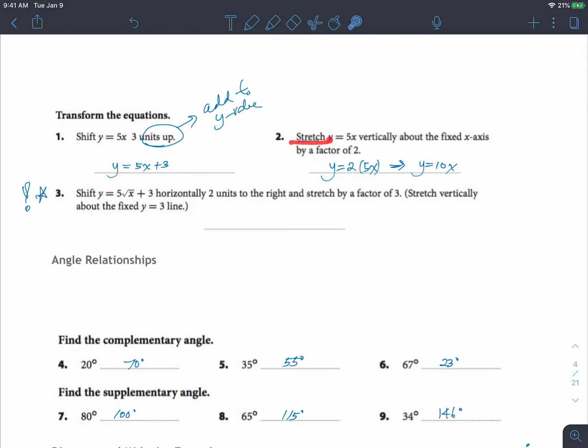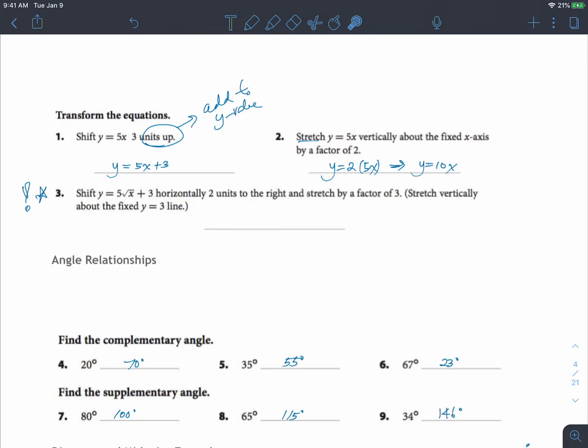And in this particular case, we're stretching, right? Stretching is doubling, tripling, that's actually a multiplication, right? So if it's a factor of 2, you multiply vertically by 2. So you multiply the equation by 2, which gives you 10x.